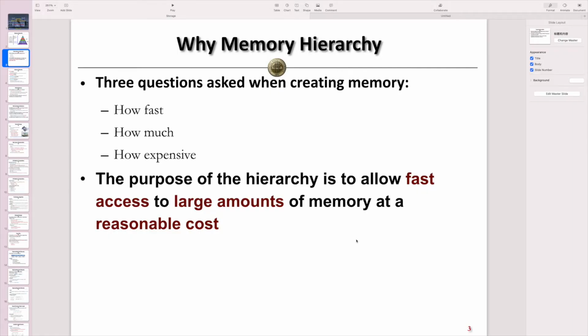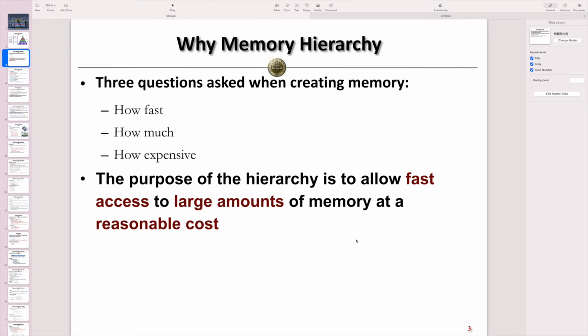As we showed in the previous page, why we need to have this memory hierarchy in the storage space. To answer this question, we need to consider three factors: how fast the storage space you may require, how much space you may require for storing your data, and how expensive you can afford for this kind of storage devices.